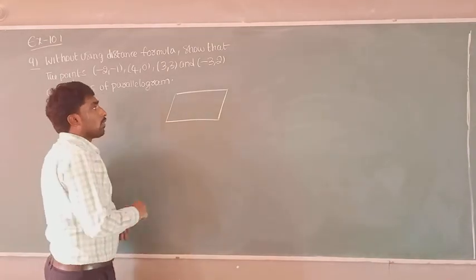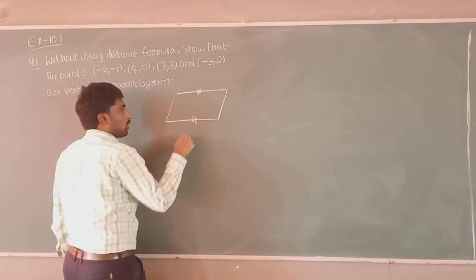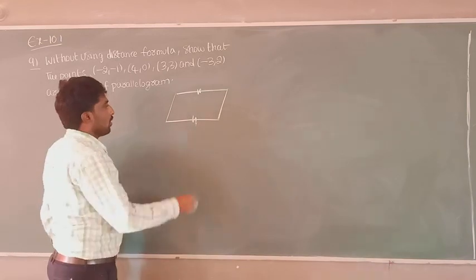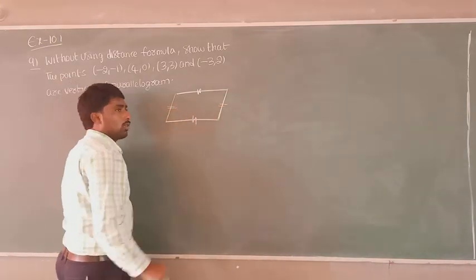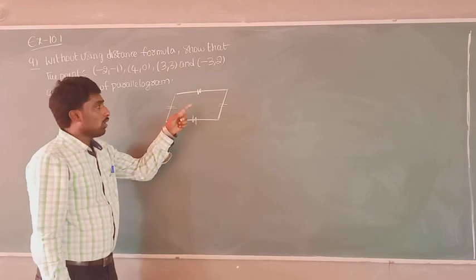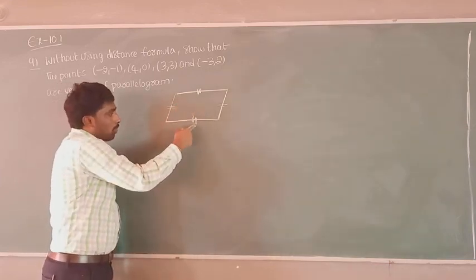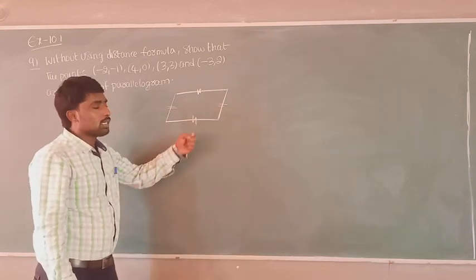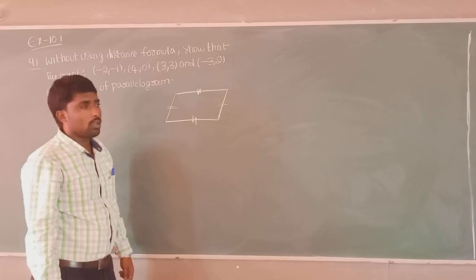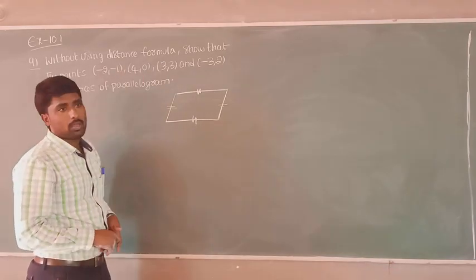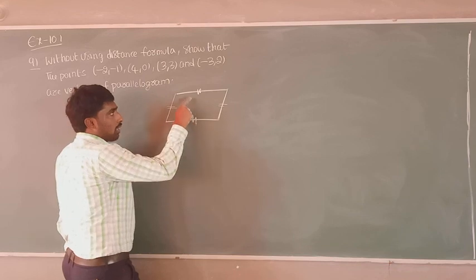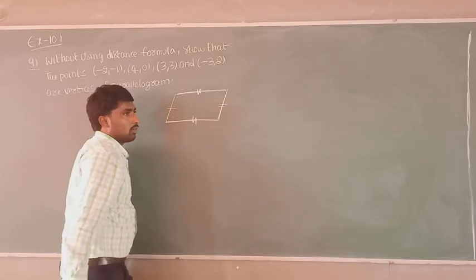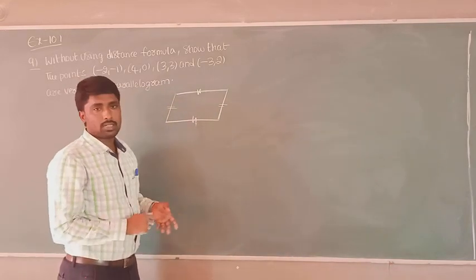Now if these two lines are parallel, the slopes of these two lines are equal. So by using this, the slope of this line equals the slope of this line, and the slope of this line equals the slope of this line will come. Then I can say it is a parallelogram. Is it clear everyone? Otherwise, by using distance, if they mention the length of this side equal to the length of this side, and the length of this side equal to the length of this side, if it is equal, then I can say it is a parallelogram.